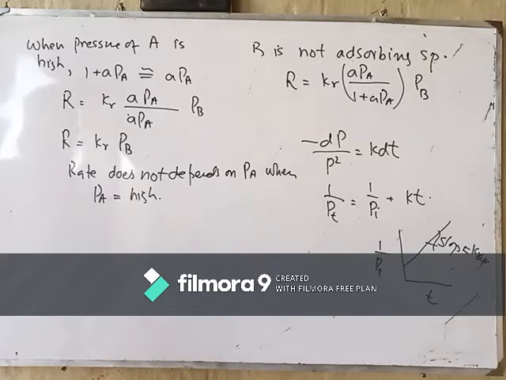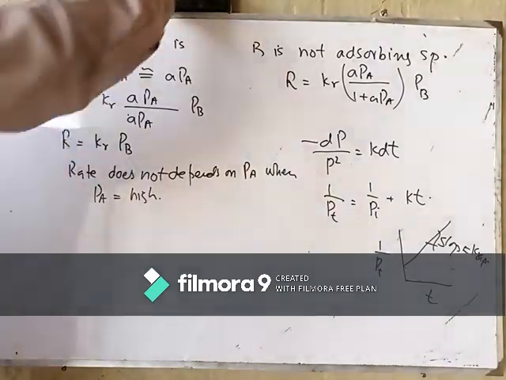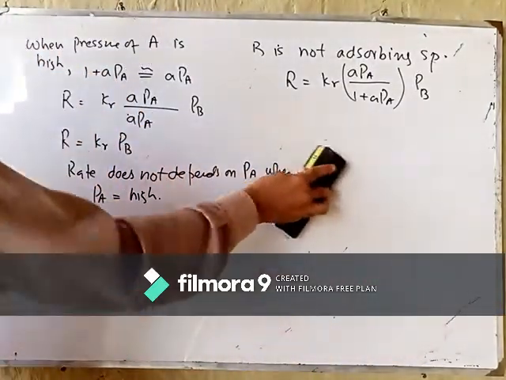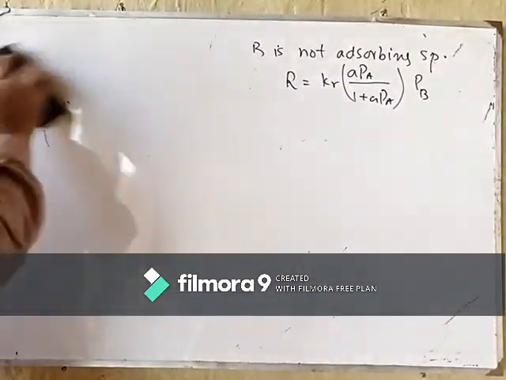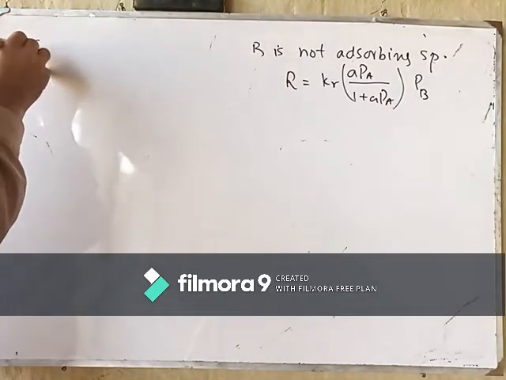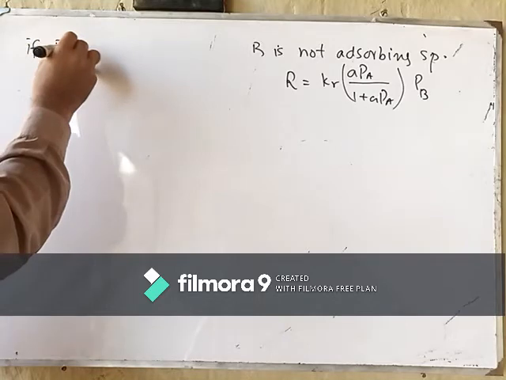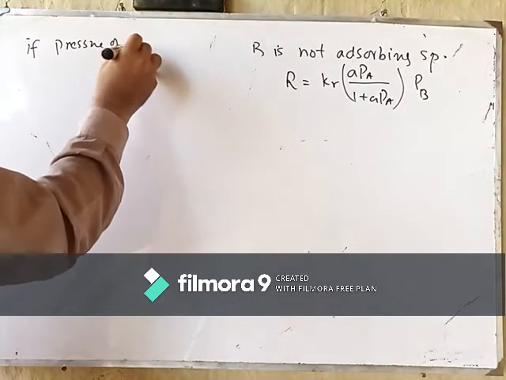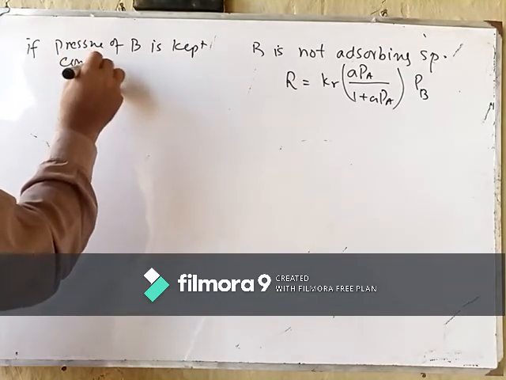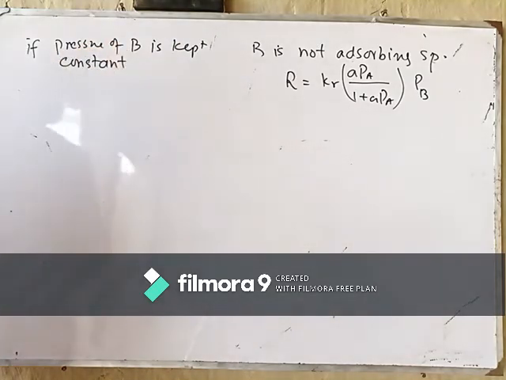Similarly, in this rate equation, if the pressure of B is kept constant, then how does the rate vary with the pressure of A?